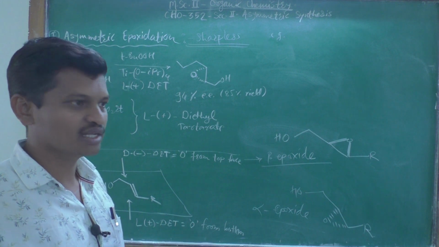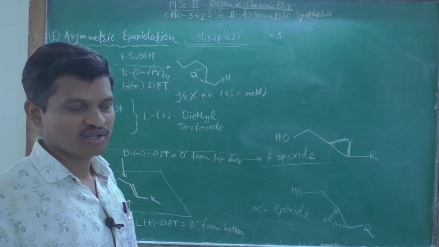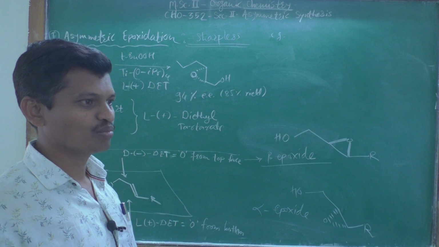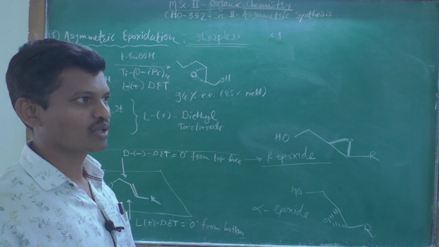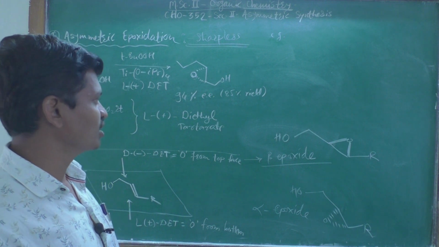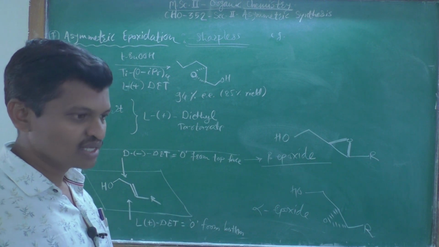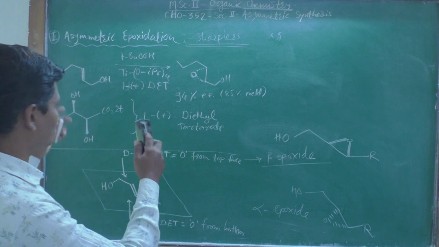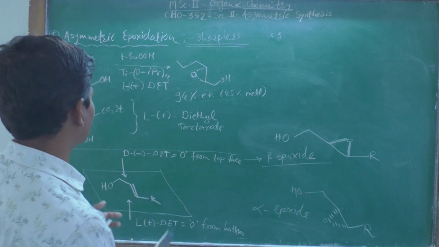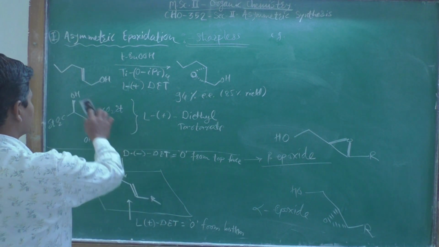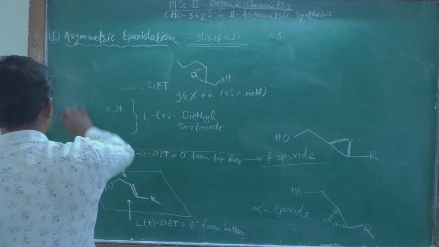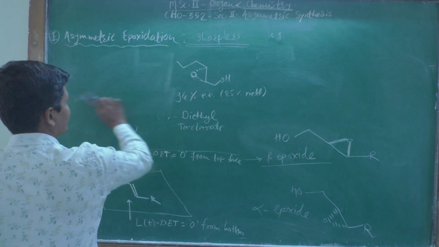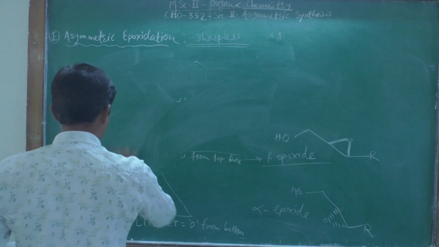Okay, in this video lecture it cannot be explained properly due to these limitations. Whenever we meet, then we can see how that can happen. Okay, now let us see the numerical problems based on this, problems of chemical reactions based on this asymmetric epoxidation.